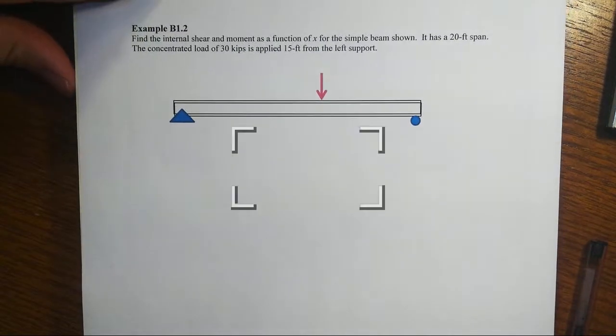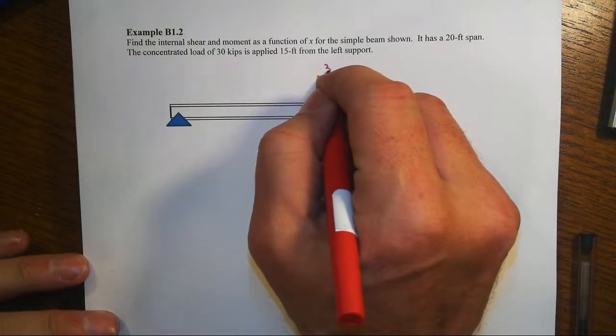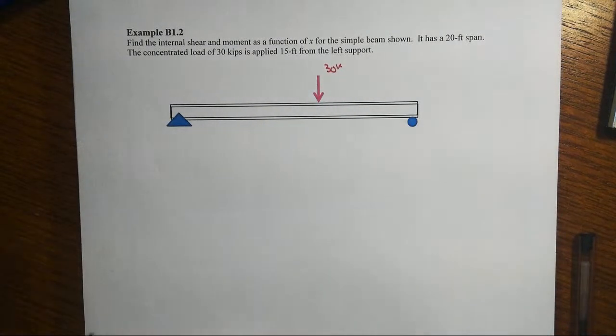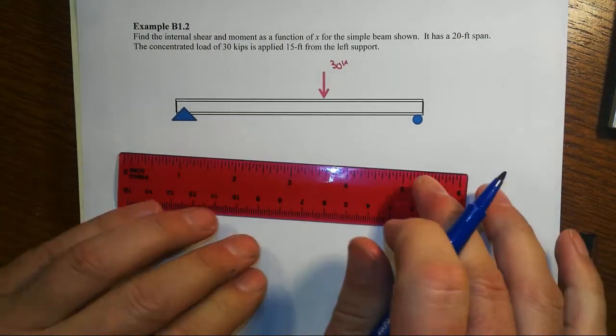Alright, in this example, we're asked to find the internal shear and bending moment as a function of x for the simple beam shown. It has a 20-foot span, and the concentrated load is 30 kips, and it's applied 15 feet from the left support. So let's get all this laid out here.